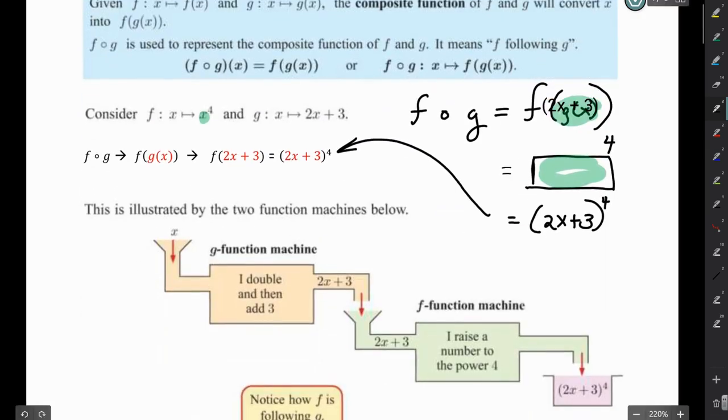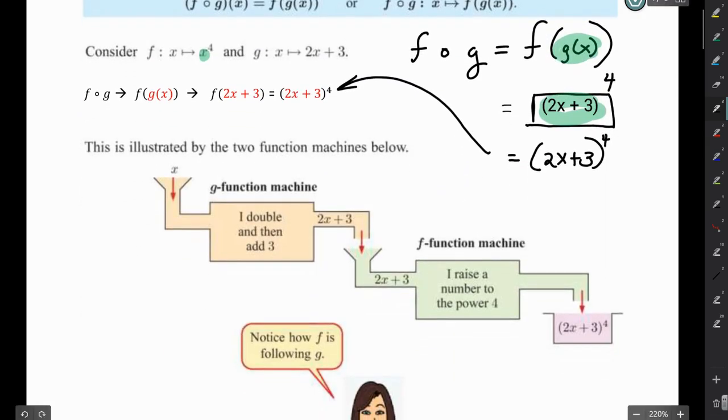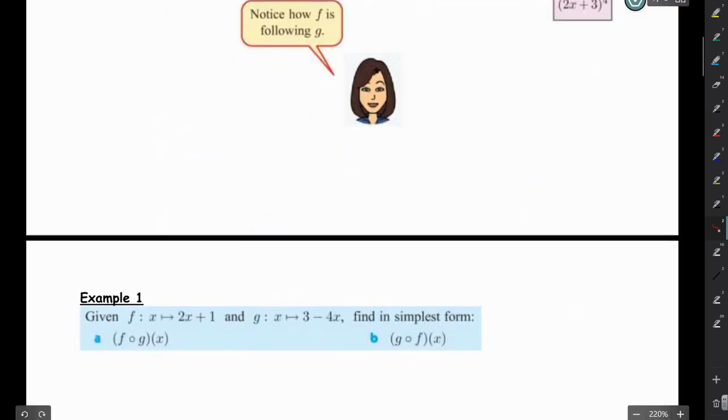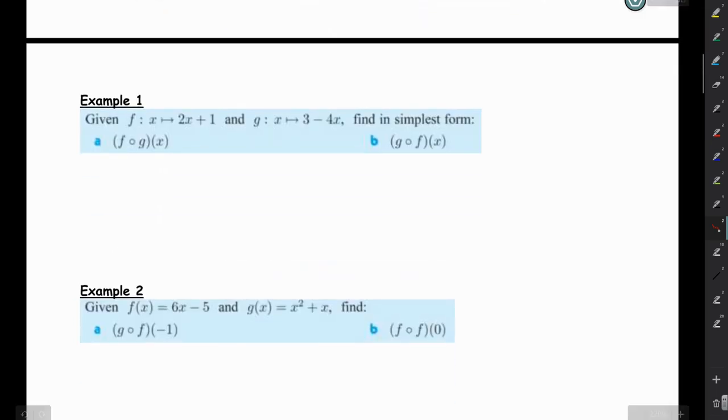The other way you can think about it is you can think about the main function as a machine, and that inside function is being input into the machine. So we put that function in, and when we produce it, we're going to get 2x plus 3 to the fourth. Same idea. Different ways of thinking about it, same idea. So let's look at some examples here.